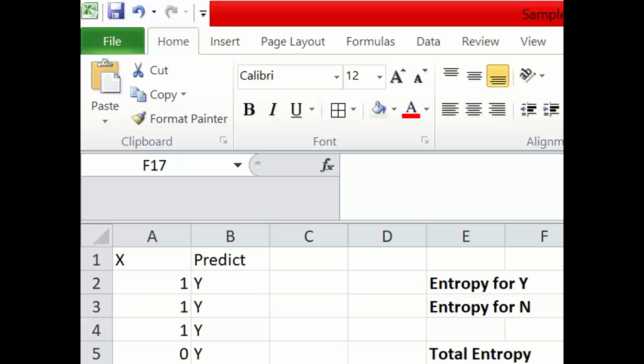Okay, now similarly, you will calculate the same thing for no as well, right? In the case of no, how many 1 and how many 0 do I have? So in case of no, we have a total of 3 cases. Out of that, 1 we have over here, which will come as equal to 1 by 3.